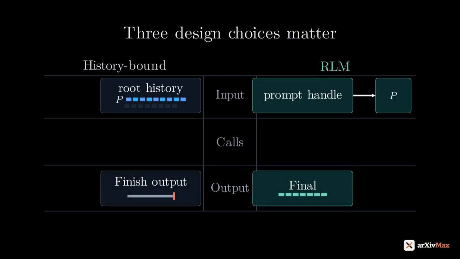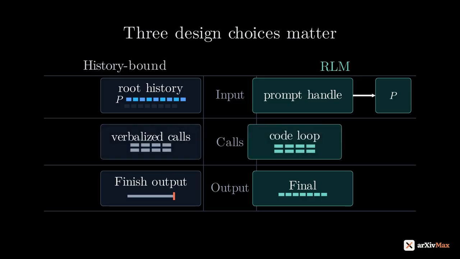Second, the final answer comes from environment state instead of a model-generated finish action, so the output is not bounded by the context window. Third, subcalls happen programmatically inside loops, not by narrating every subagent call. One line of code can launch hundreds of subcalls and store their results in variables.